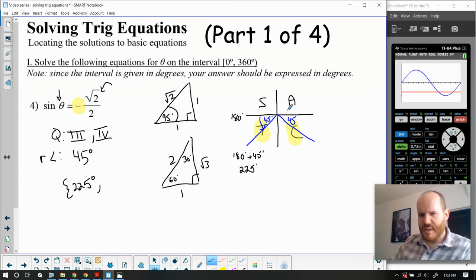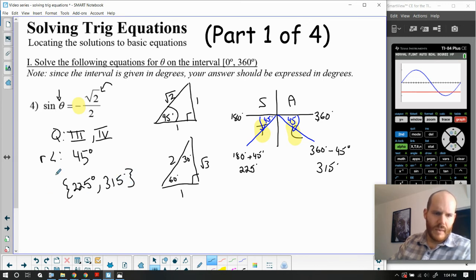To get the other one, I'm going to do something similar. I know that in standard position, if I was to go all the way around to this position, that would be 360 degrees. And if I have this reference angle of 45 in the 4th quadrant, I'm really going 45 degrees back from 360. So this angle would have to terminate at 360 minus that 45, going in the negative direction, which will give me 315 degrees. And that's my 4th quadrant solution, 315 degrees.